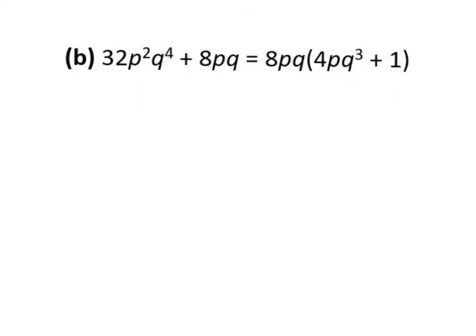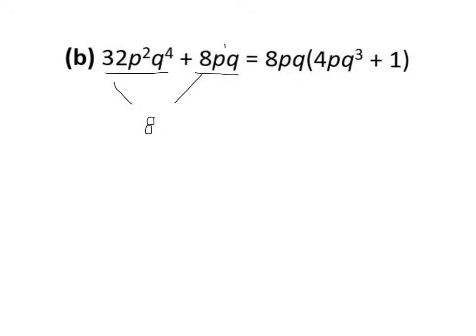So in example 1b, we're also again asked to identify if this is completely factored. So let's go about it by looking at our two terms. They are this one and this one. If we look at their coefficients, 32 and 8, the largest number that divides into both 32 and 8 is 8. Yes, they're both divisible by 2, they're both divisible by 4, but they're both divisible by 8, so 8 is the largest. Then notice they both have a p.